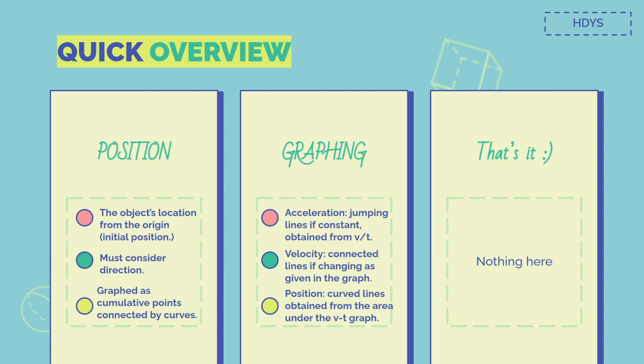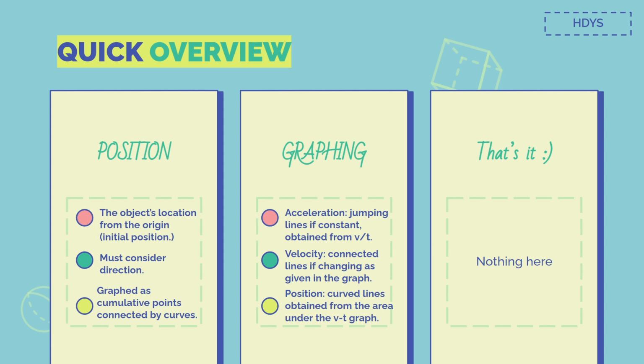We also must consider direction. As I said, it could be going the opposite way. And when graphed, you graph it as cumulative points. That way, when you reach the final, like as we saw when the velocity reached 0 in the first part of the motion, it was at its maximum position away from the original point. And you also connect it by curves.